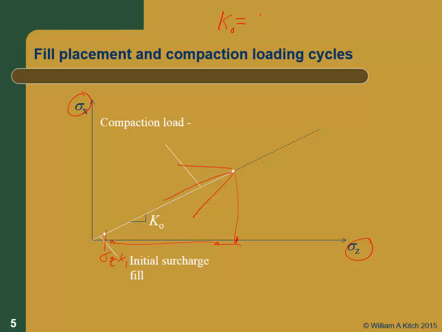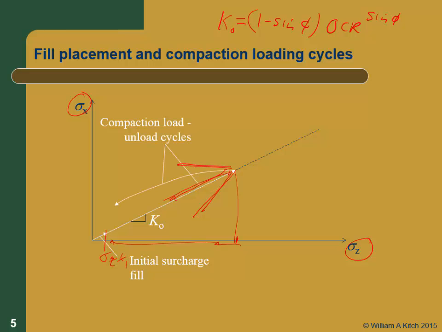K naught is equal to 1 minus sine phi. This is our estimate of it, right? What's the other piece of it? OCR raised to the sine phi. So as the overconsolidation ratio goes up, what happens to the K naught? Goes up. So which way am I going? Above the line? Below the line? We know we're not going down the line. We just said that. Above the line.